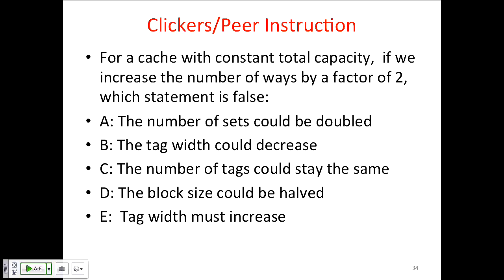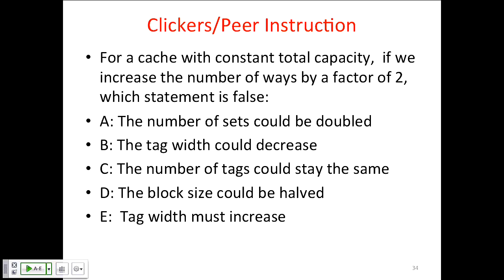So that's okay. C, the number of tags could stay the same. Remember, the tag is per line. So this is kind of easy. If there's one tag per line, and I'm increasing the number of ways, I'm just changing whether lines are in ways or sets. I'm not changing the relationship of tags and data. So this one's obvious that the number of tags can stay the same. The number of tag entries is always the same as the number of lines in your cache, right? There's one tag per line. D, the block size could be halved. We just talked about taking it down by a factor of 4. Sure, we can make it half as big. That's also a possibility. So the last option is the false one.